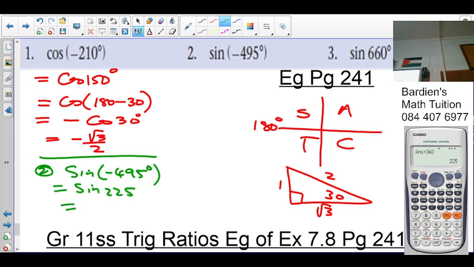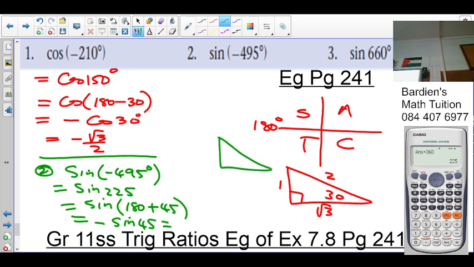In which quadrant is 225? Third quadrant. How do you get in the third quadrant? 180 plus 45. Is sine positive or negative in the third quadrant? Negative. So it's negative sine 45. Hang on, a special angle. Yes. So you go 1, 1, root 2. What does sine stand for? Opposite over hypotenuse. So it's negative 1 over root 2. Do you guys understand?